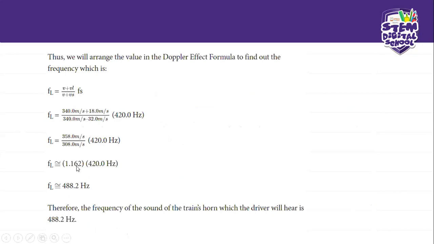So once you find your answer of the frequency of the listener, you must make sure that you write, therefore, the frequency of the sound of the train's horn, which the driver will hear, is 488.2 hertz. Okay? So these are the problems, and I hope that you guys understand all of them.